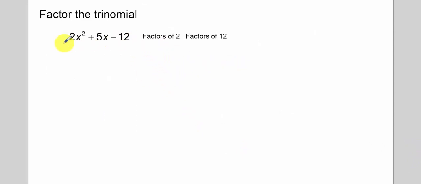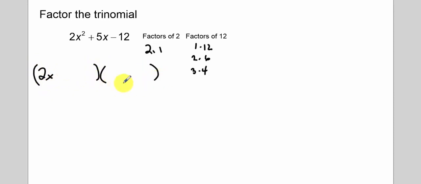Last one, here we go again. I have 2 and 1 as my factors of 2. For 12, I have lots of different possibilities here. So it may not be quite as easy to guess and check. But let's go ahead and try. To get my 2, I have 2 and 1. I need a positive and a negative in this case to get to 5. So I'm going to guess and check.